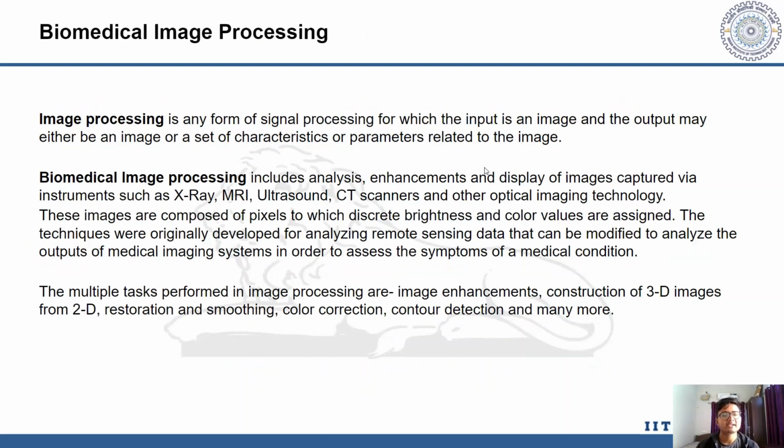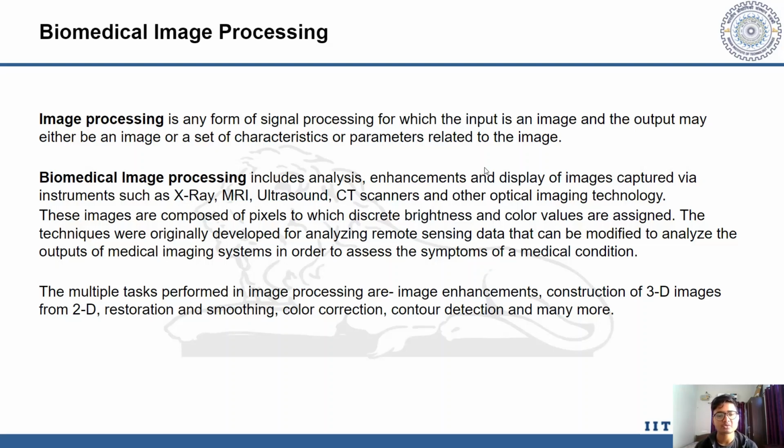Now let's come to the biomedical image processing part. Image processing is any form of signal processing for which the input is an image and the output may either be an image or a set of characteristics or parameters related to the image. We will also see the representation of an image in digital format. So biomedical image processing includes analysis, enhancement, and display of images captured via instruments such as X-ray, MRI, ultrasound, CT scanners, and other optical imaging technology.